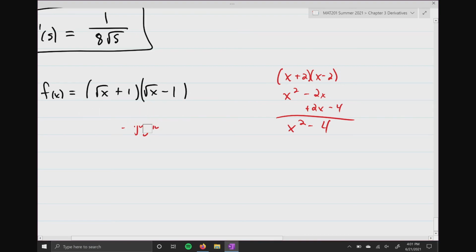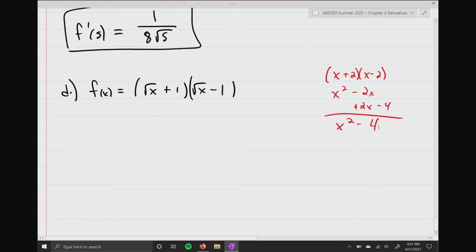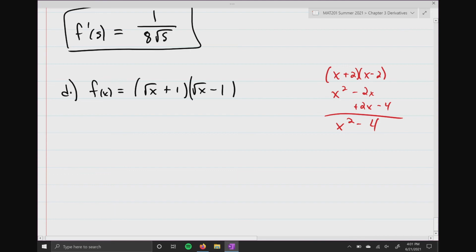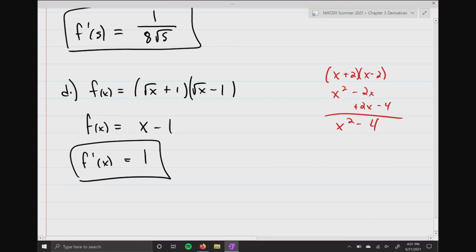So, since we can recognize that we have conjugates, we don't have to go through all of the multiplication. All we have to do is multiply the square root of x times the square root of x, which is going to be x, and then 1 times negative 1, which is negative 1. And now when we take the derivative, we just get 1. That's it.